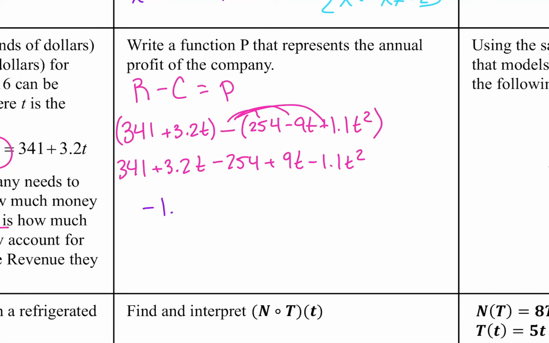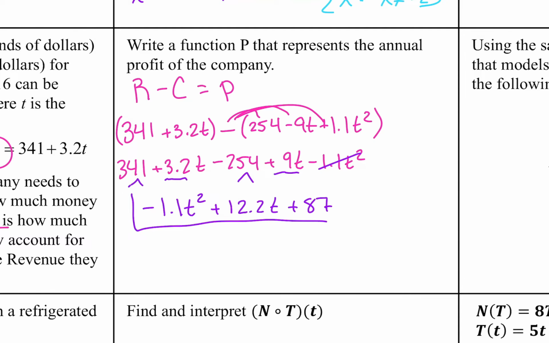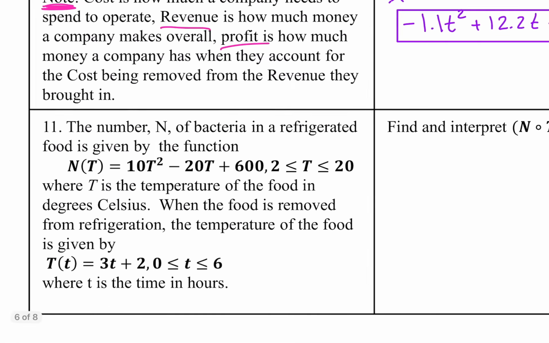So I'm going to put the t squared first, so 1.1t squared first. And then my t's, I've got 3.2t and 9t, so those can add together to make plus 12.2t. And then I've got the 2 numbers, 341 and negative 254. So 341 minus 254 is 87. So I'm going to have plus 87 because the positive was bigger. And this would represent our equation for profit.